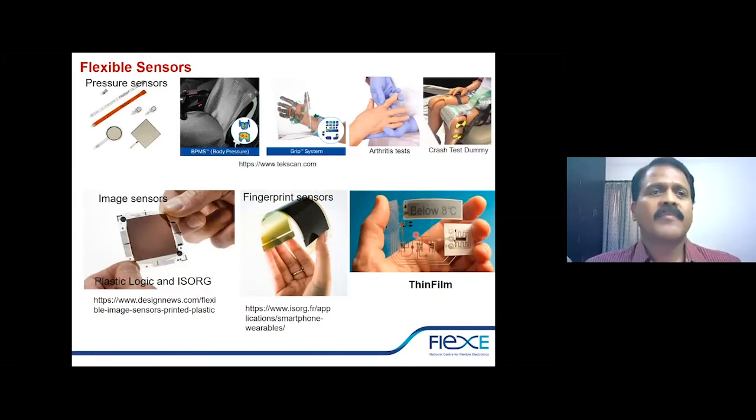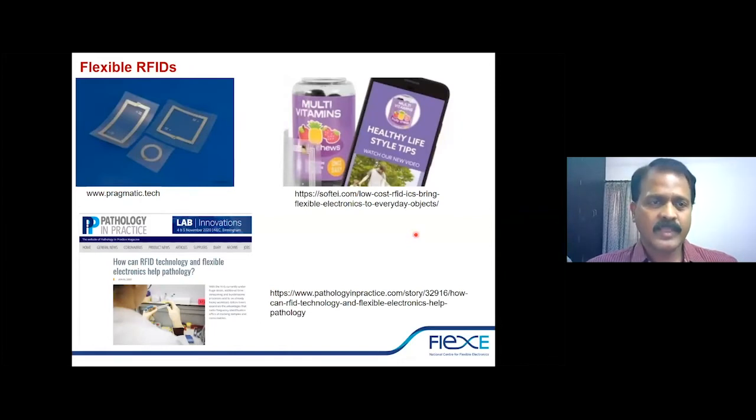Then we look at flexible RFIDs. This is a picture of a tag, and this tag can be utilized in different packages. What it does is, these RFIDs enable us to track and trace different objects and also make them interactive.